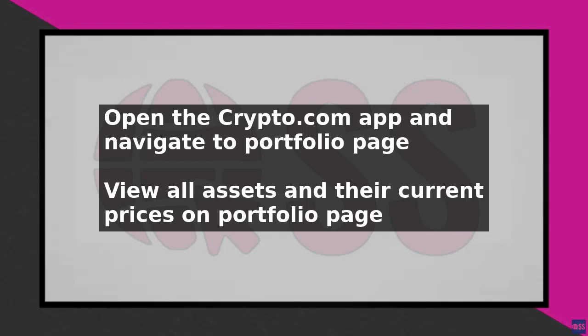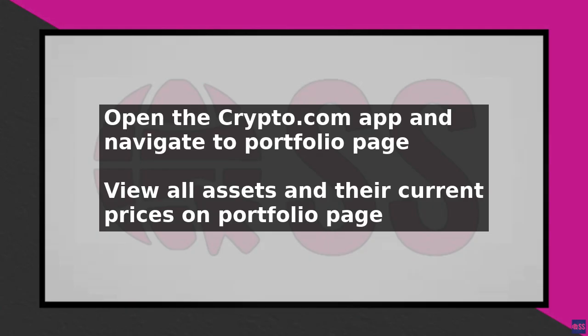To create alerts using the Crypto.com app, start by opening the app and navigating to the portfolio page. Here you can view all your assets and their current prices. To set up an alert, select the asset you want to track and click on it to go to its details page. On this page, you will find the option to set a price alert.